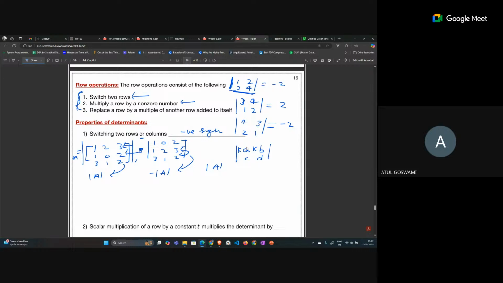If we find the determinant of the previous matrix, without multiplying by k, it would be AD minus BC. Now if we find the determinant of this one, it would be k times AD minus k times BC. So k comes outside, k times (AD minus BC). So just observe this: multiplying one row by some scalar, the entire determinant is multiplied by that scalar. So this is the property I'm writing.